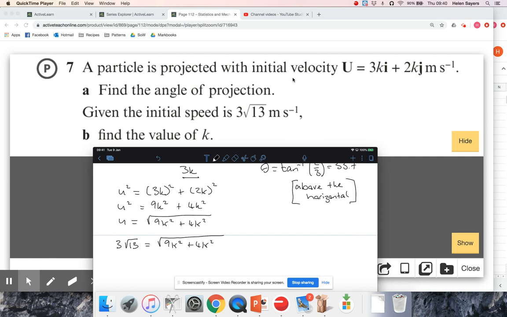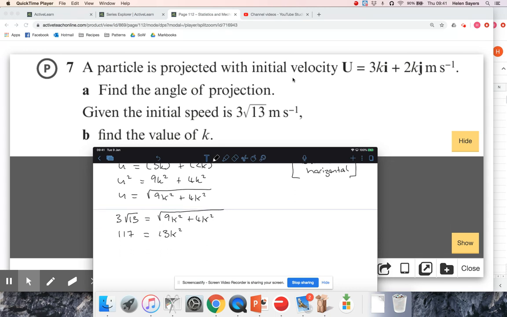So 3√13 all squared is 117. And that means I can get rid of the square root, and I could have done this earlier. Obviously, 9k squared plus 4k squared is 13k squared. So I'm going to divide by 13 and get 9 is k squared.